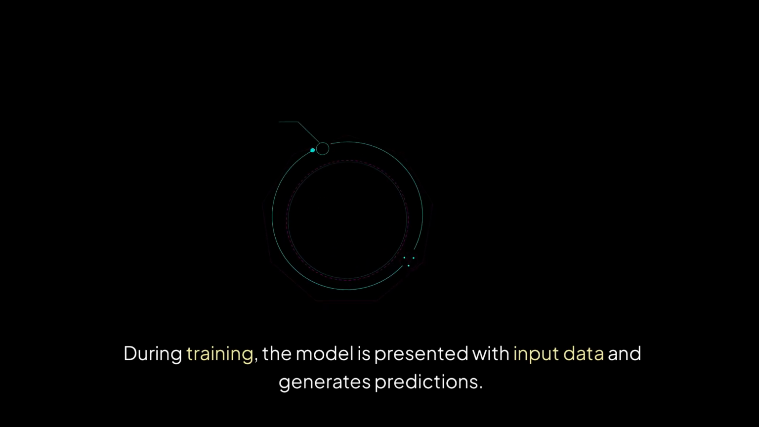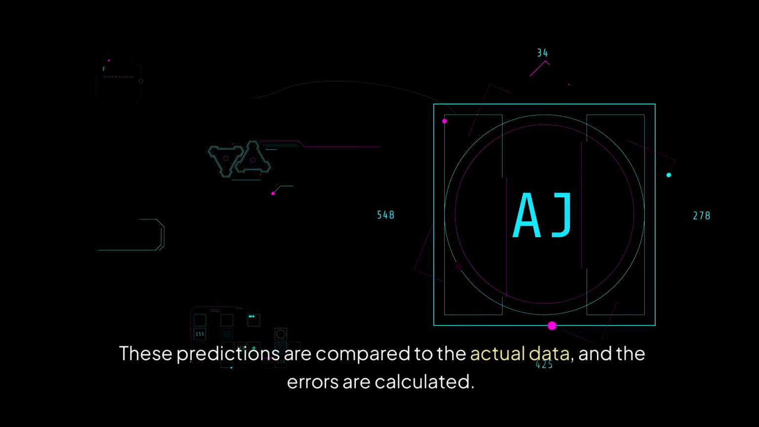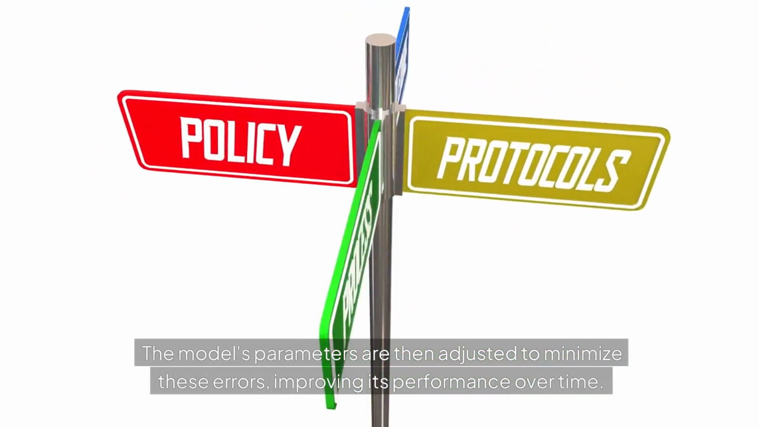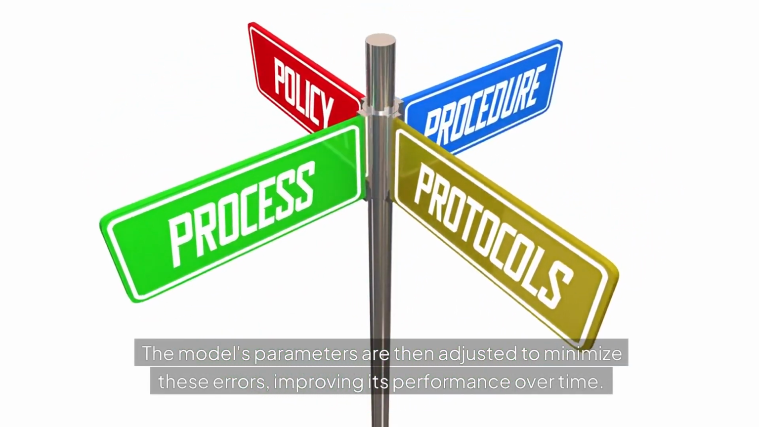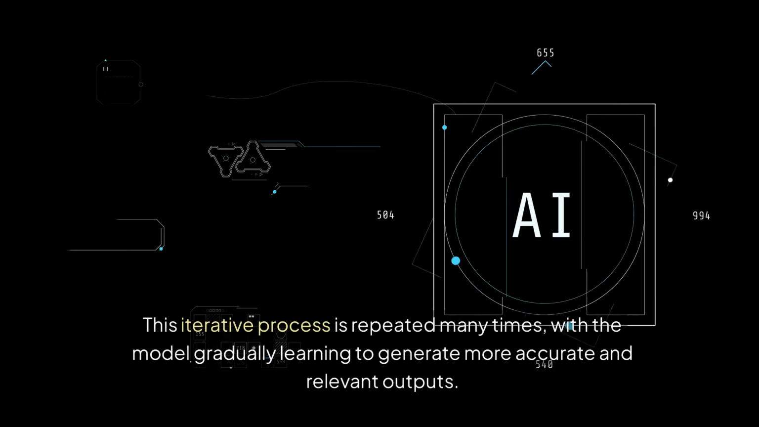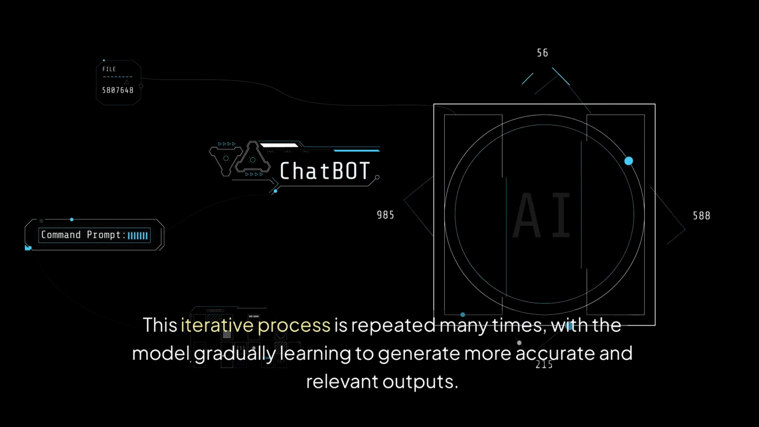During training, the model is presented with input data and generates predictions. These predictions are compared to the actual data, and the errors are calculated. The model's parameters are then adjusted to minimize these errors, improving its performance over time. This iterative process is repeated many times, with the model gradually learning to generate more accurate and relevant outputs.